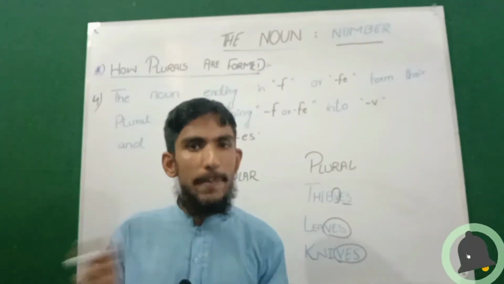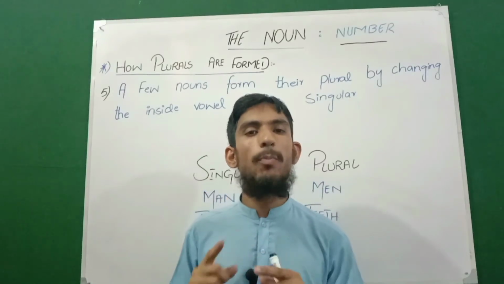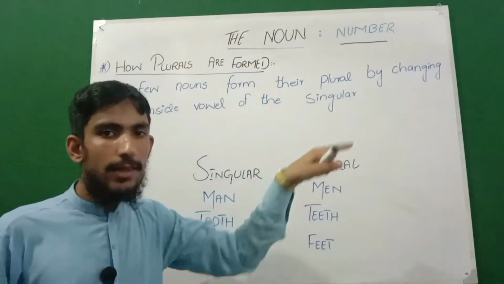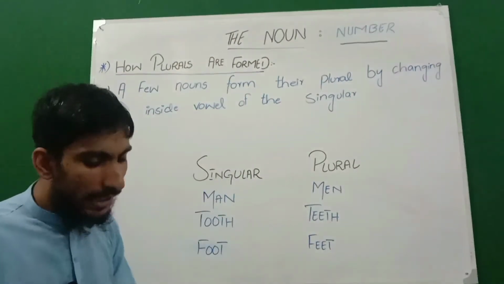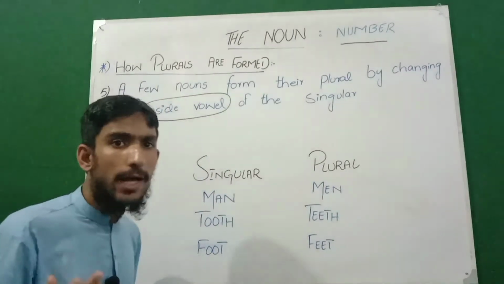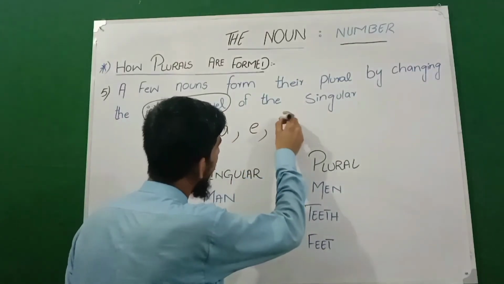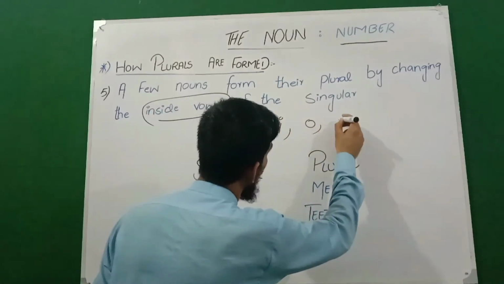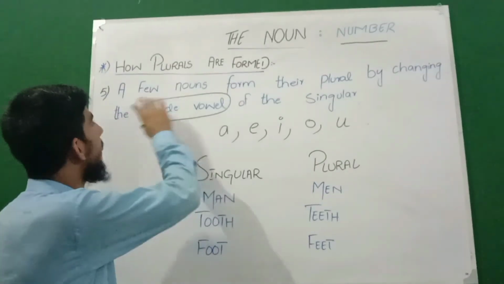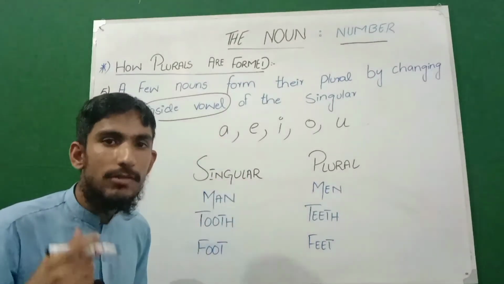Now we will be discussing the fifth technique, how plurals are formed from the singular. A few nouns form their plural by changing only the inside vowel of their singular. What are vowels? Basically A, E, I, O, U. So a noun forms its plural by changing the inside vowel of the singular. As a result, their plurals are formed.